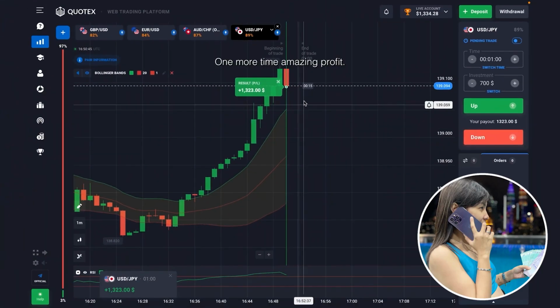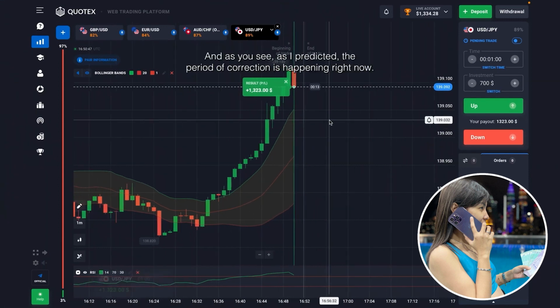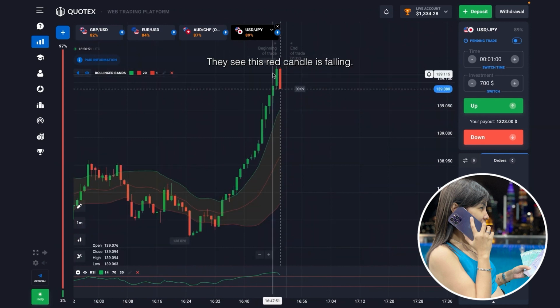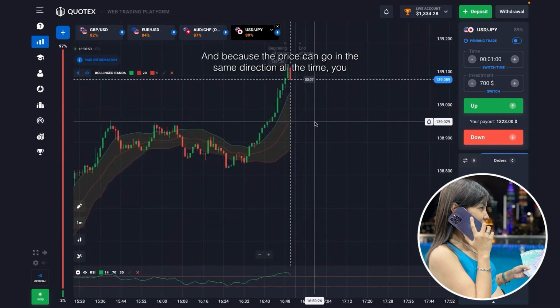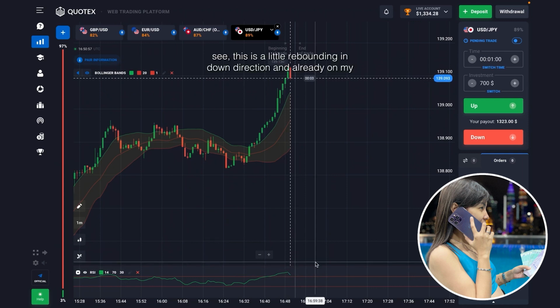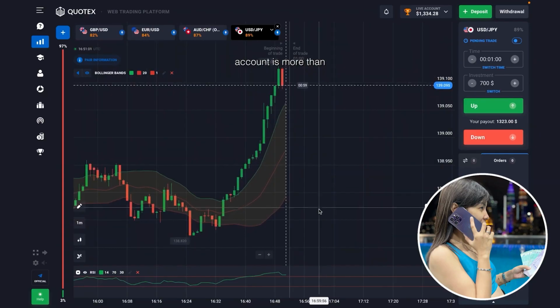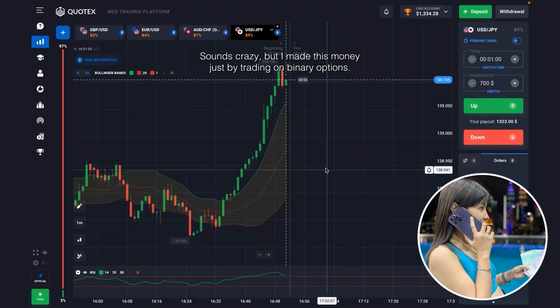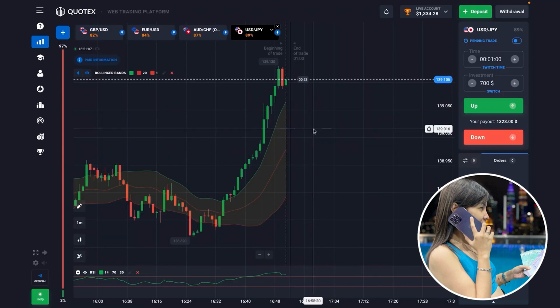So guys, one more time, amazing profit. And as you see, as I predicted, the period of correction is happening right now, and this red candle is falling, and because the price can't go in the same direction all the time, you see this little rebound in the down direction, and already in my account is more than $1,000. Sounds really crazy, but I made this money just by trading on binary options, guys.